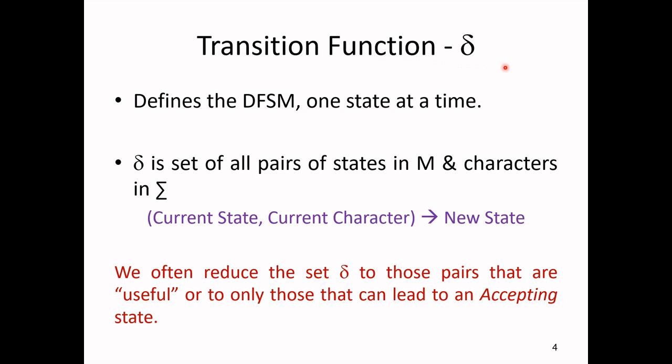The transition function delta defines the DFSM one state at a time. Delta is a set of all pairs of states in M and characters or symbols in Σ. The transition function is represented by the current state and the current input symbol or character leading to the next state or a new state. We often reduce the set delta to those pairs that are useful, or to only those that can lead to an accepting state.